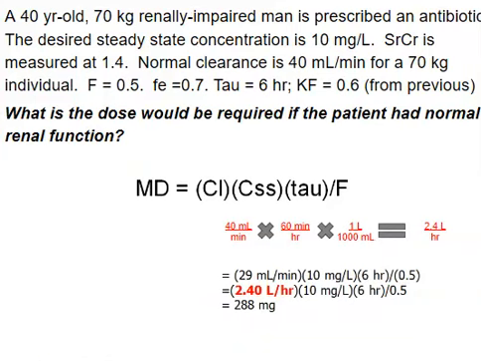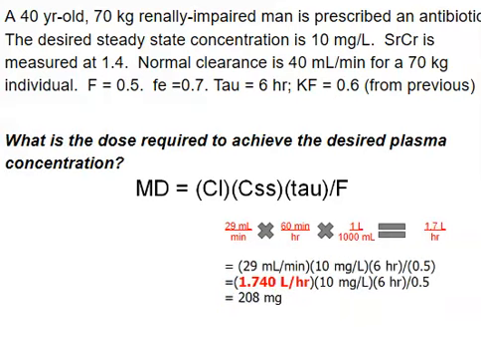Because the patient had renal impairment, just out of curiosity, what would be the dose required if the patient had normal renal function? All we did here was substitute the clearance with normal clearance, 40 mLs per minute, and we plug and chug, and we get 288 milligrams. So even though this patient has reduced renal clearance, he's going to experience a relatively minor dosing reduction from 288 milligrams to 208 milligrams in the previous exercise.